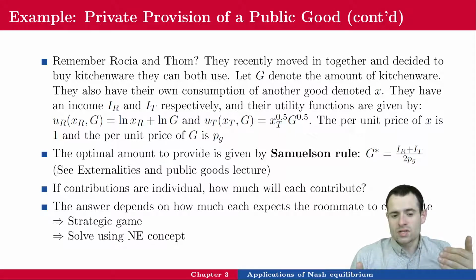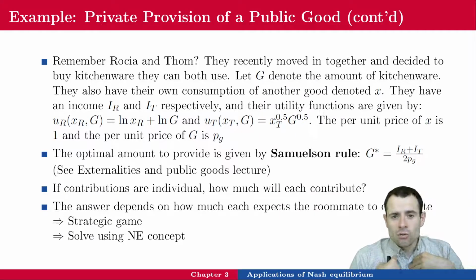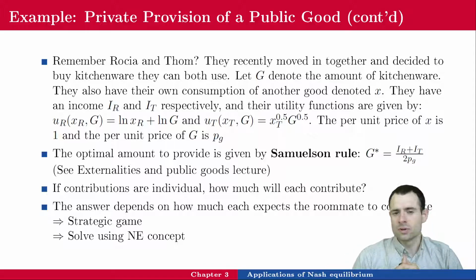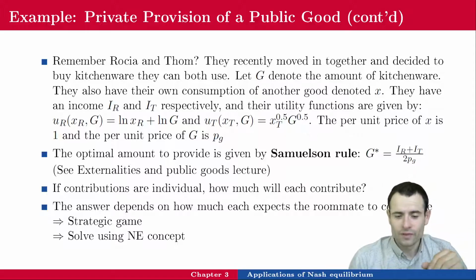So the answer depends on how much each expects the other to contribute. It is a strategic game. If I know that whoever else I'm participating in the project with is going to chip in $500 or $1,000 or something, then I can think, well, this is enough. We can get enough public good with that. Why would I contribute? And then I can actually, in fact, free ride.